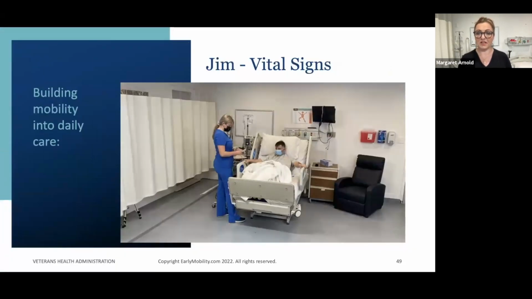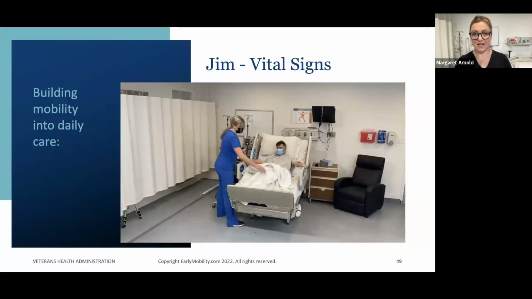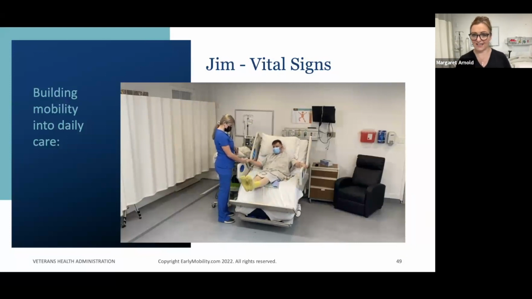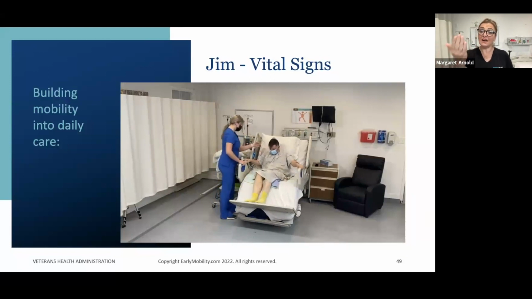So what might this look like for Jim's vital signs? In this scenario, you see him using the bed. If your bed goes into chair position, have the patient sit forward for their vital signs. So as the nurse comes up and evaluates him, she has him do a few exercises while she's sitting the bed up, stretching his legs. You see her having him pull his shoulders away from the back of the bed, resting his hands on his knees.